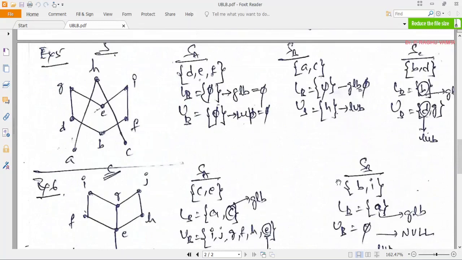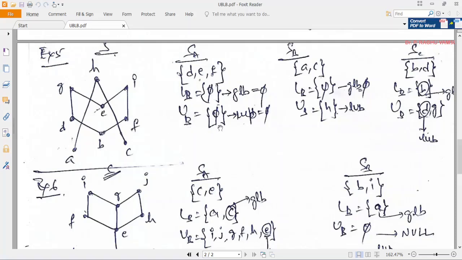Next, we'll move on to another example. This is one more example in which the subset is D, E, F. While coming to D, is there any element below D available? Obviously B is there. But while coming to E, below E, nothing is there, null. For F, is there an element below F? B is there, but E and B cannot be compared because there is no edge. Hence the lower bound becomes null.